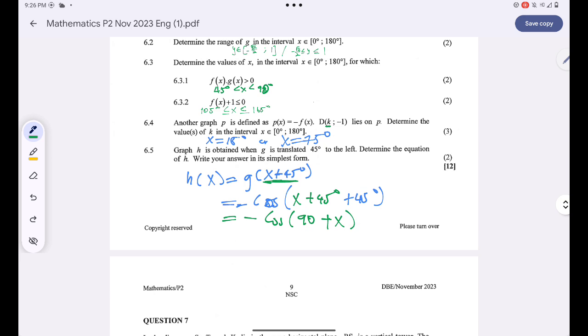Are we together? 90 plus x is in the second quadrant. In the second quadrant, cos is negative. Remember that whenever we reduce angles, whenever we come across our 90, we need to change to co-ratios, right? So I'll simply have negative, and then the graph of h of x will simply be equal to sine x.